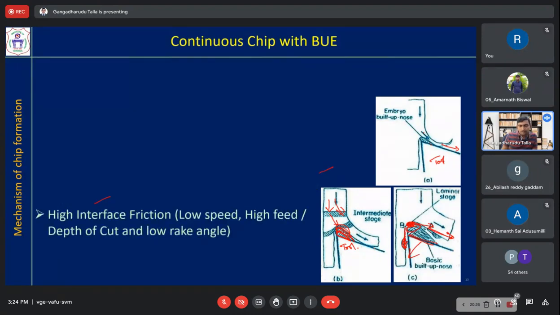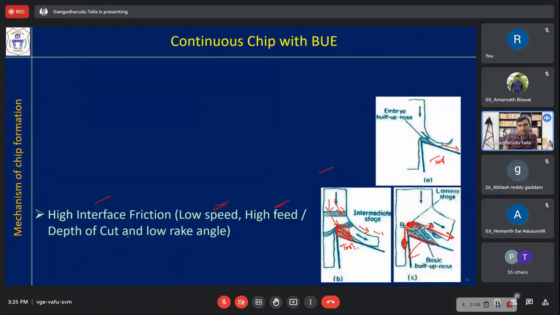High interface friction. So, reasons for the formation of built-up edge. High interface friction: if the friction between workpiece and tool is very high, that means the chip cannot move easily on the rake surface because of high friction. Then there will be more heat generation that will take this material to the plastic state. Then it will stick easily. This happens at low speed. At low speeds, what will happen? The chip moves very slowly on the rake surface, so high friction is there.